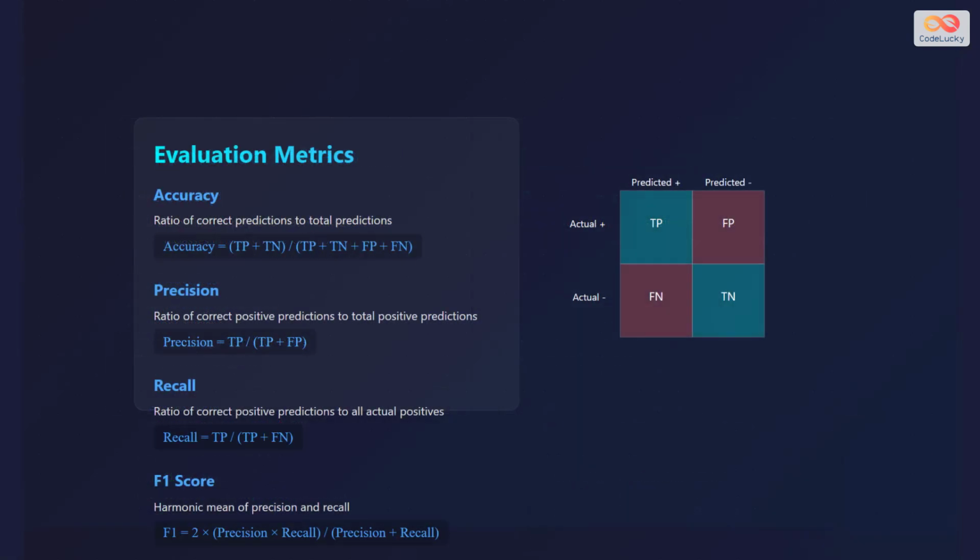Let's delve into the evaluation metrics to understand model performance. First, accuracy is the ratio of correct predictions to total predictions. Second, precision is the ratio of correct positive predictions to total positive predictions. Third, recall is the ratio of correct positive predictions to all actual positives. Fourth, the F1 score is the harmonic mean of precision and recall.